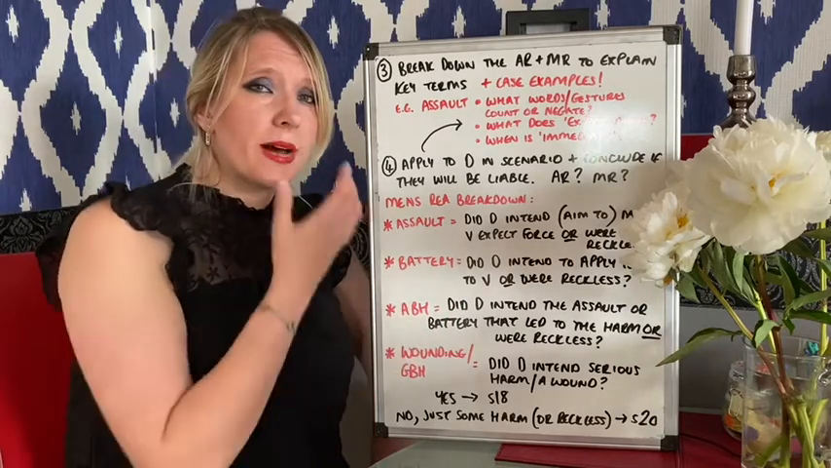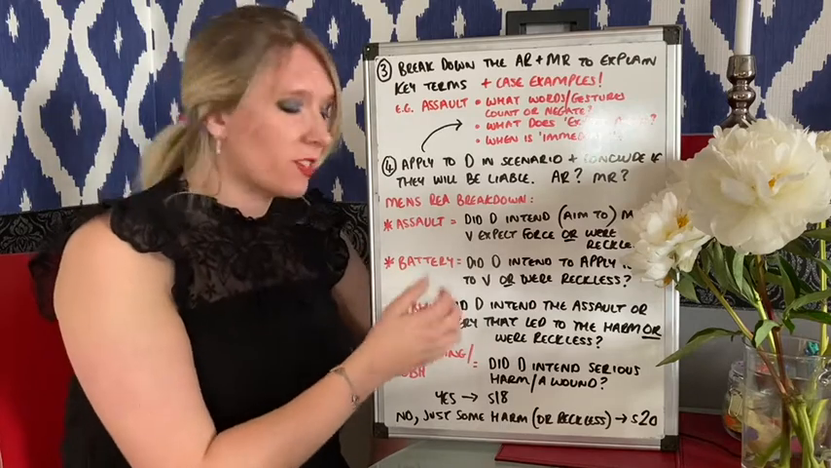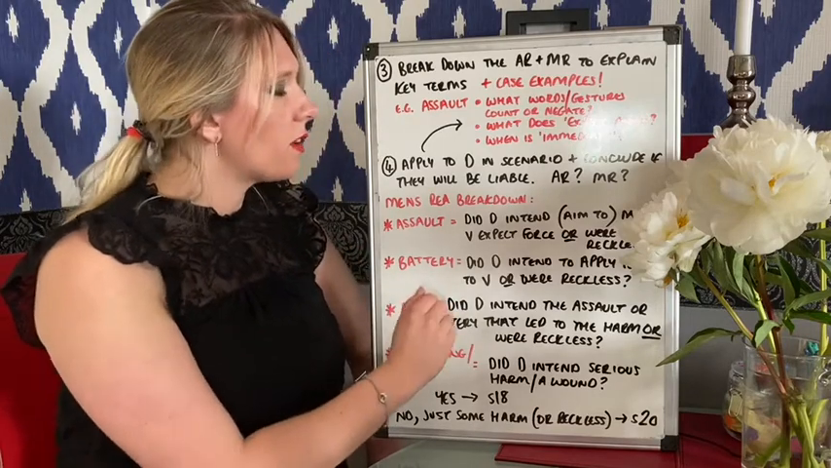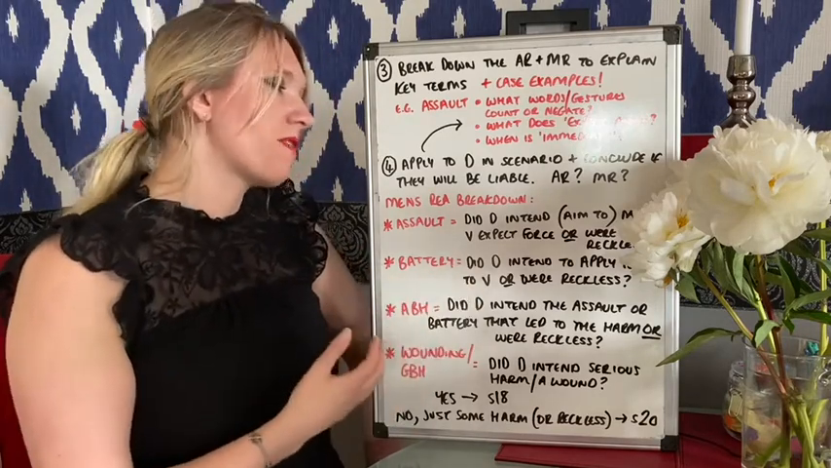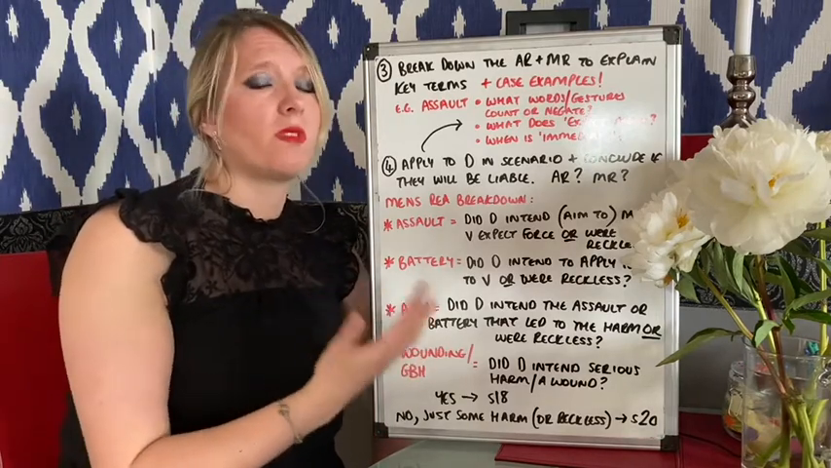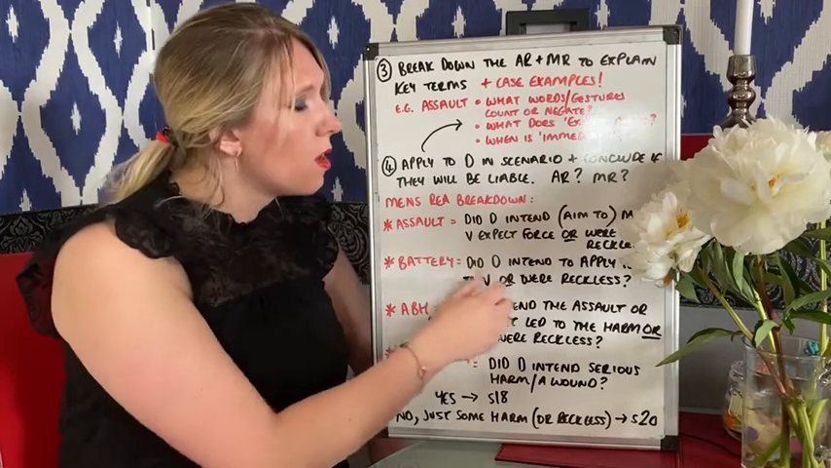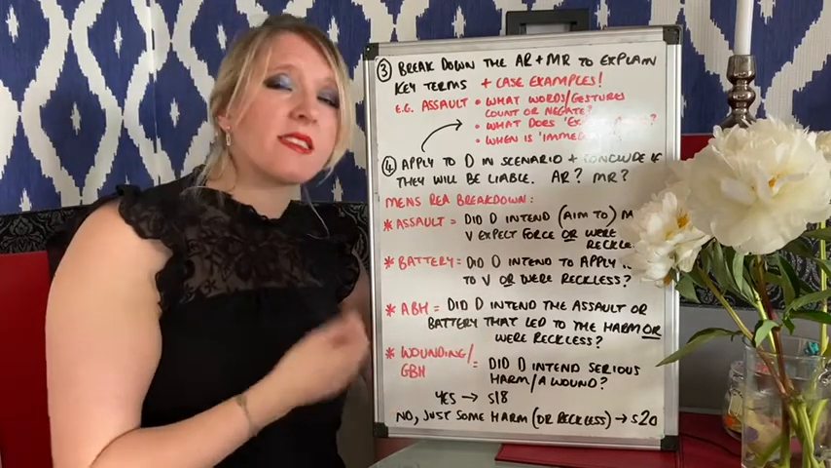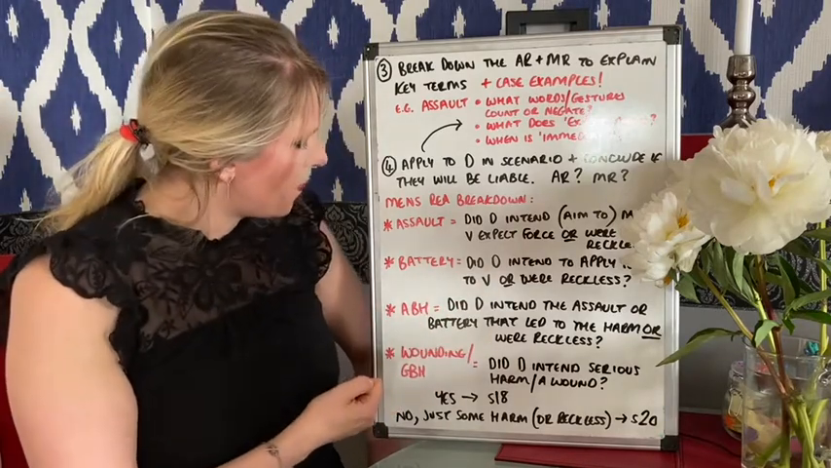If it's a potential battery, apply the actus reus, and then for the mens rea, ask yourself, did the defendant intend to apply force to the victim? Was that their main goal in what they did? Did they know they were doing that? Did they want that to happen? Or, at the very least, were they reckless? Did they realise the risk and carry on?